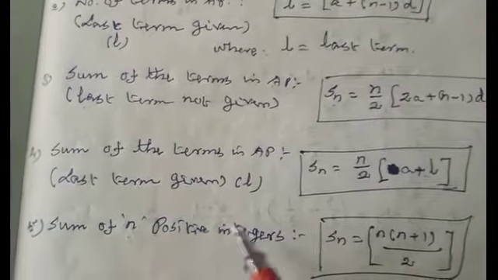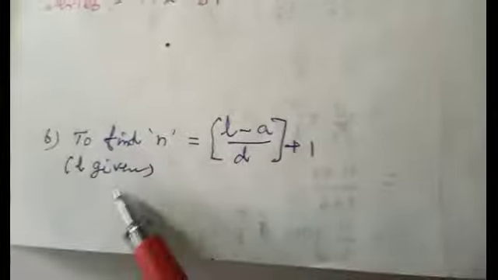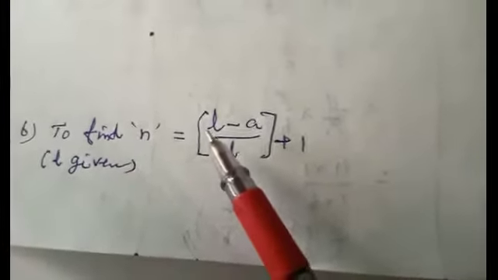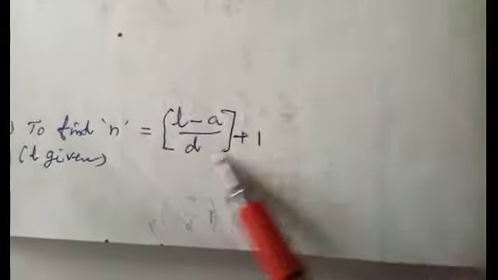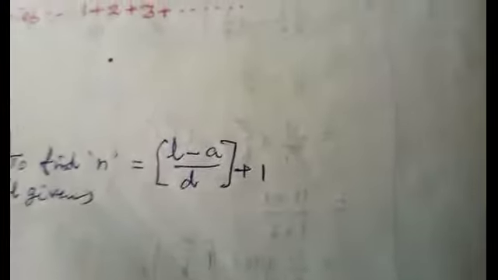Sum of n positive integers, that is Sn, is equal to n into n plus 1 divided by 2. And the next formula is to find n when the last term is given, that is n is equal to L minus A by D plus 1. So first we have to simplify this fraction and then finally we have to add 1. Okay. So these are the formulae involved.